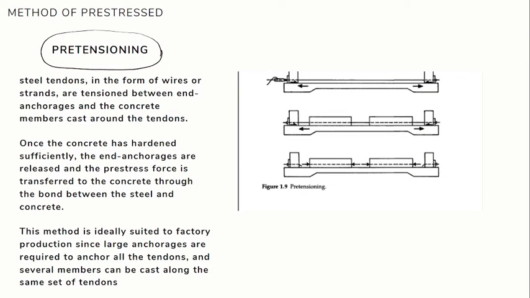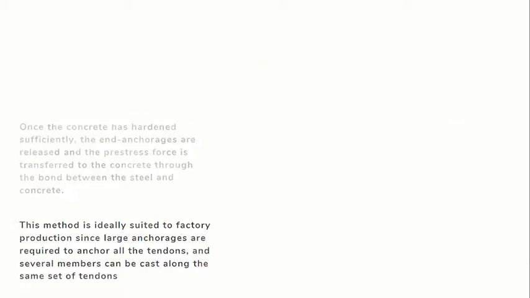In pre-tensioning, steel tendons, in the form of wires or strands, are tensioned between end anchorages and the concrete members cast around the tendons. Once the concrete has hardened sufficiently, the end anchorages are released and the prestress force is transferred to the concrete through the bond between the steel and concrete. This method is ideally suited to factory production since large anchorages are required to anchor all the tendons, and several members can be cast along the same set of tendons.